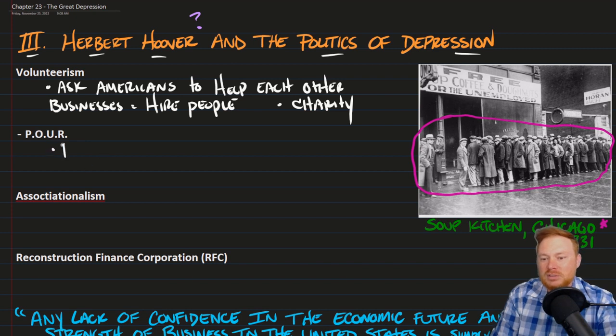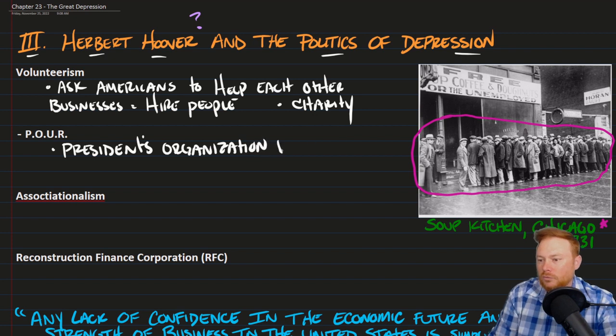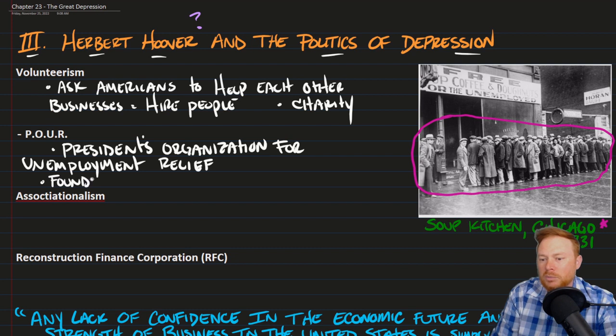But this was the President's Organization for Unemployment Relief. Right? You would think that if you're trying to resolve unemployment relief, you might want a better acronym than POOR, but this was founded by Hoover to promote charity.